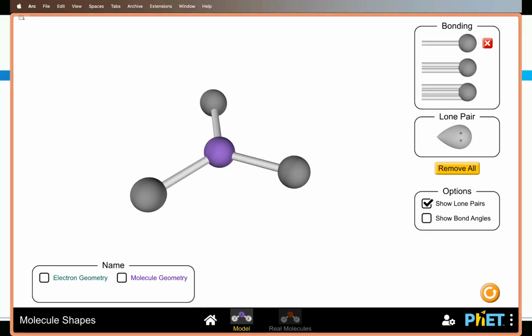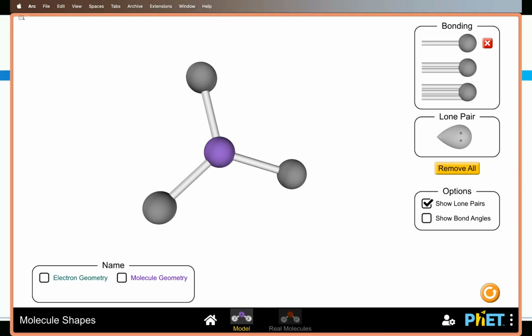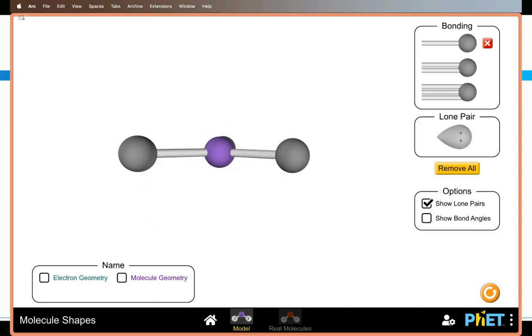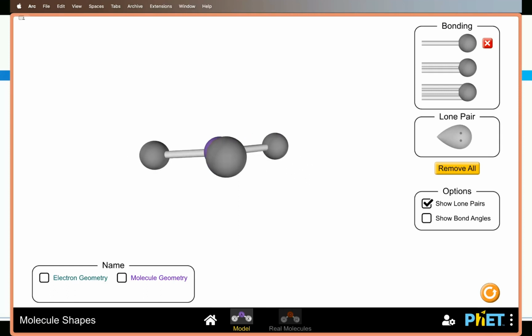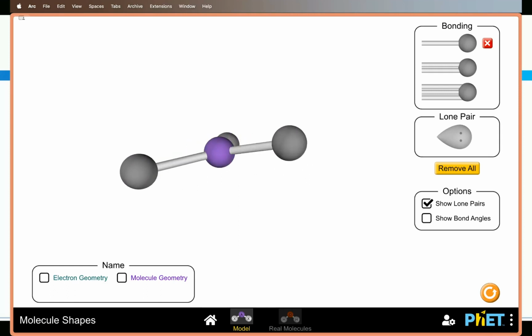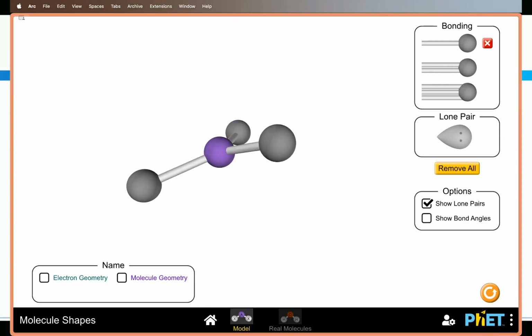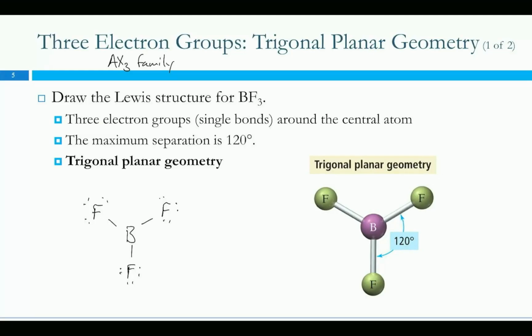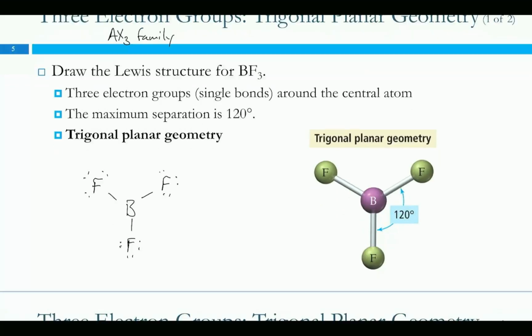So it's called trigonal planar because we can draw it like we had on the slide, like this, it's like a Y. But if you rotate this, because these all exist in 3D space, it's flat. Say all of those bonds exist in the same plane, and right now that third bond is occluded or blocked by the central atom. But I can rotate this, and it's all just flat. So that's AX3. And the maximum separation between them is 120 degrees.